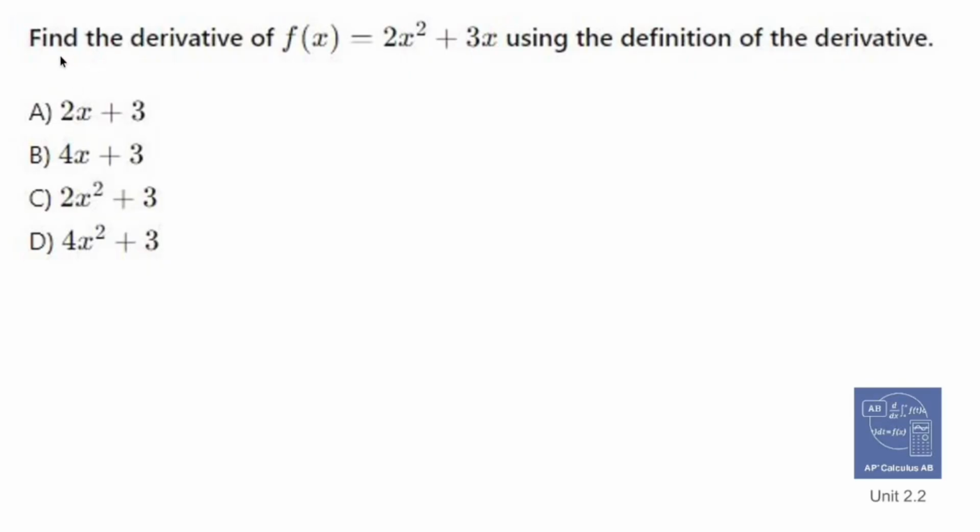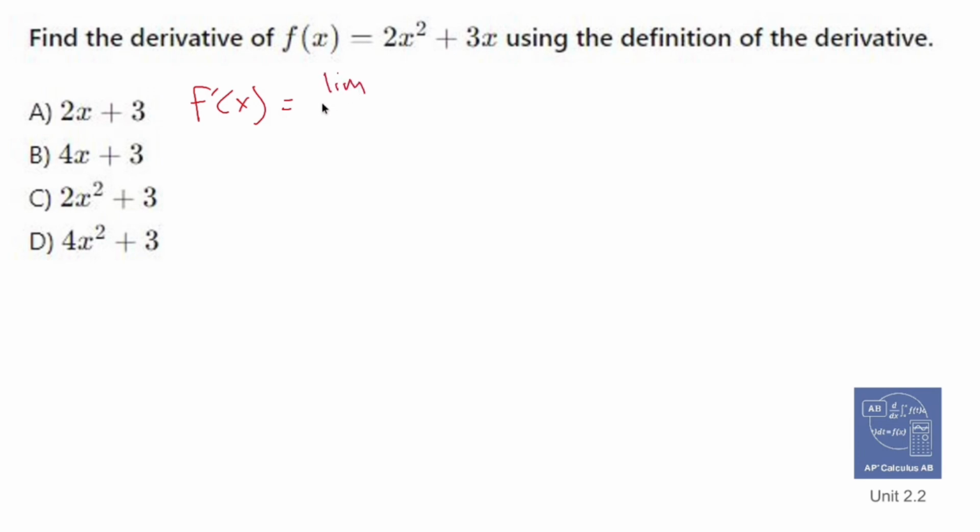Oh, things are getting serious. Find the derivative of f of x equals 2x squared plus 3x using the definition of the derivative. Well, if I give you f of x, then we would call the derivative f prime of x. But what is the definition of the derivative? Well, it's the same thing as instantaneous rate of change, of course.